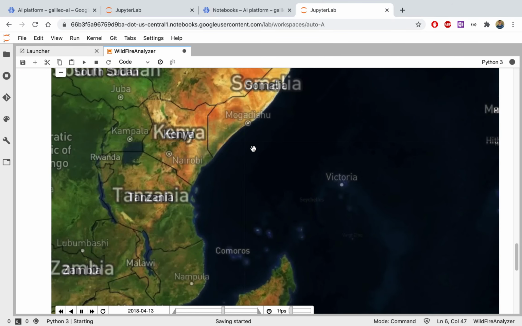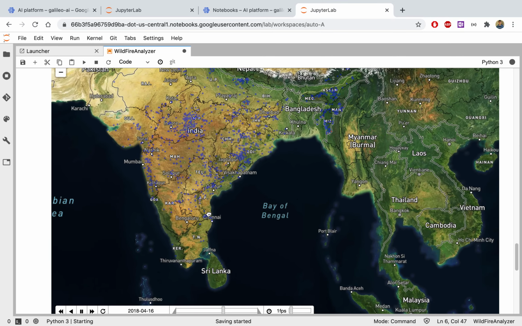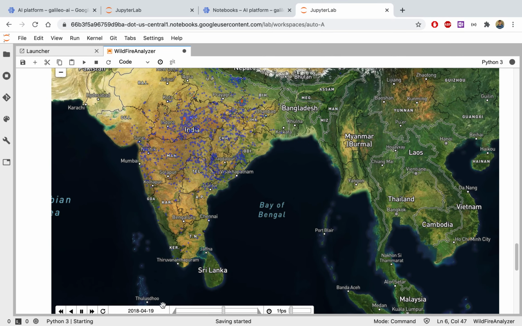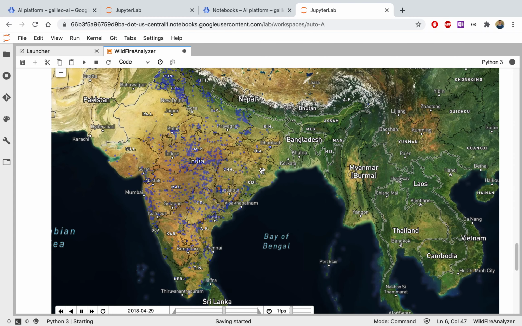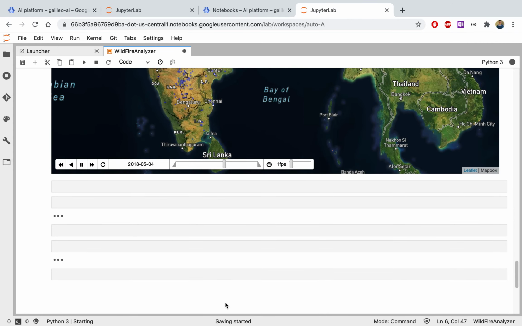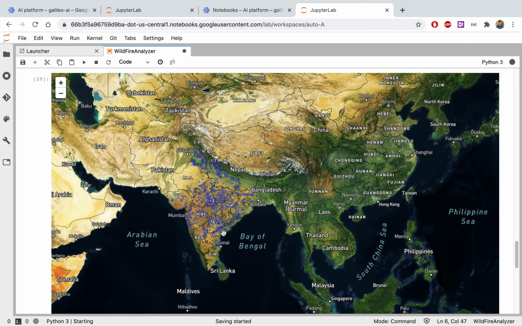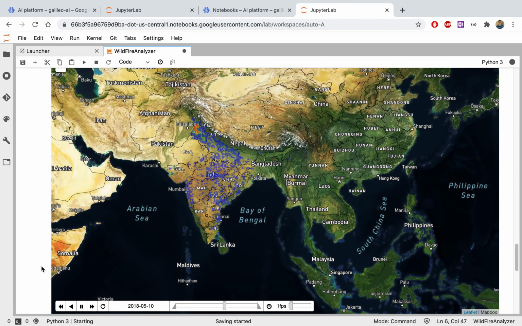So coming back to the second visualization that I've plotted here, I'm taking into account 5 years worth of data. This is a time slide. So in 2018, around April, these blue dots all represent some sort of wildfires, right? So let's move on to 2018, which is when you start seeing some sort of wildfires around North India around May time.